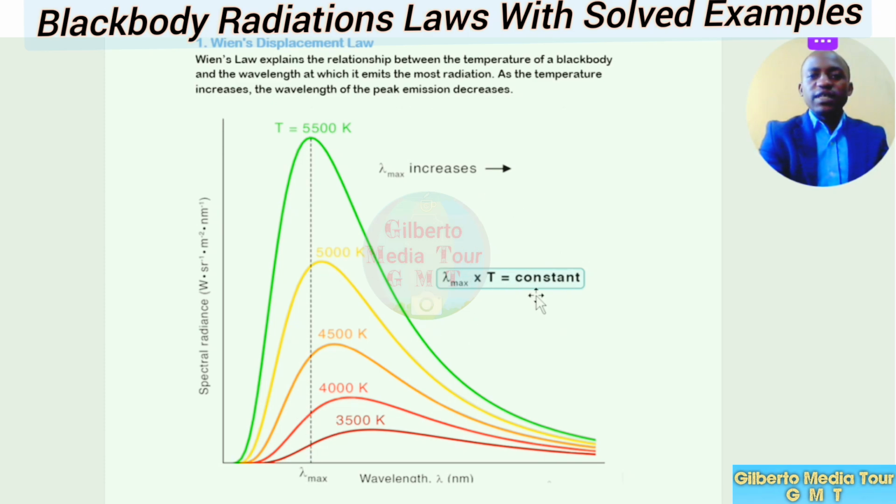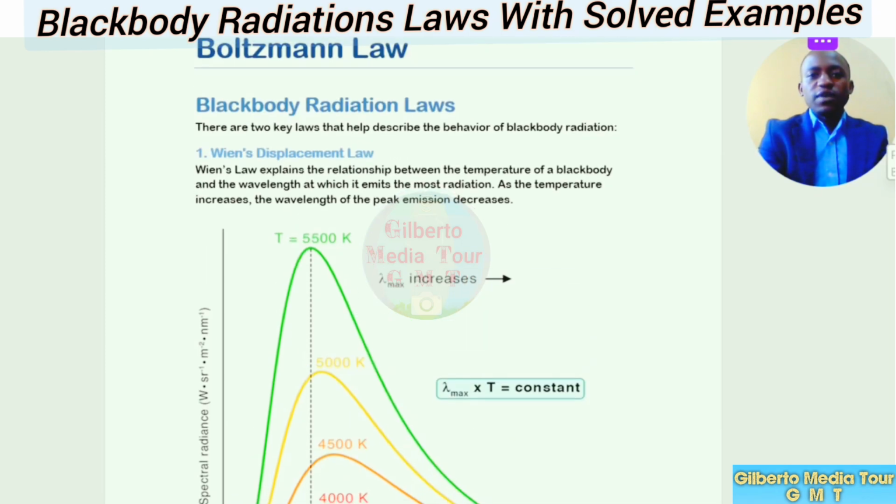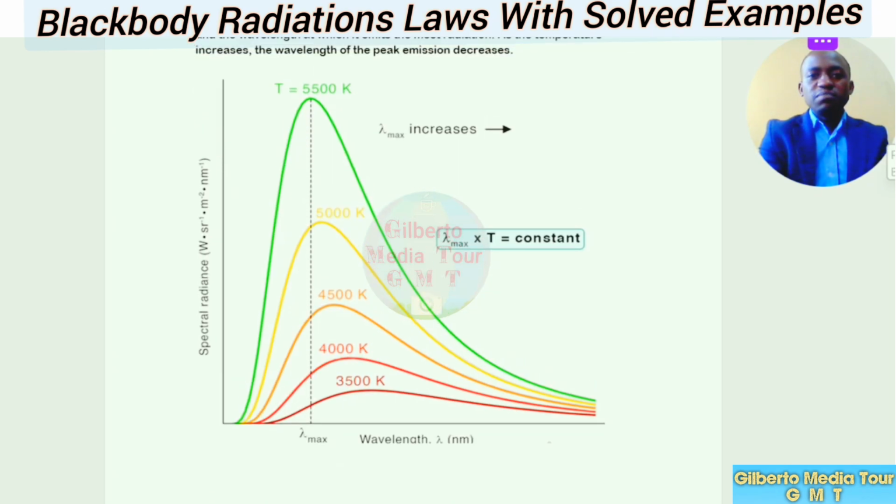So as the law says, the wavelength at the maximum peak times the temperature the body has equals a constant value. In brief, the first law, which is Wien's law of Blackbody, states that as the temperature increases, the wavelength at the maximum peak decreases. They are inversely proportional to one another.